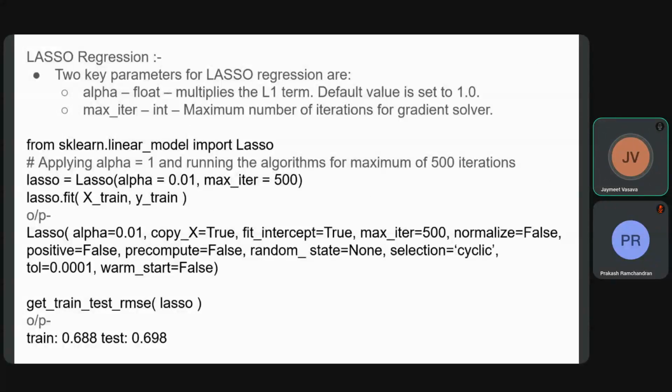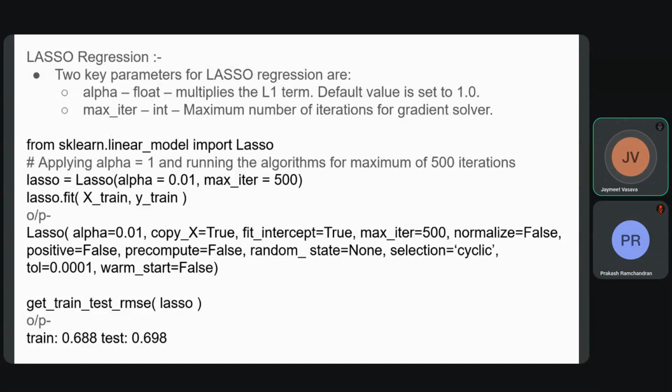Now we'll discuss the Lasso regression, which, like the ridge regression, uses two parameters: the alpha value, which is of float data type, which multiplies the L1 term. Default value is set to 1, and the maximum number of iterations for the gradient solver.